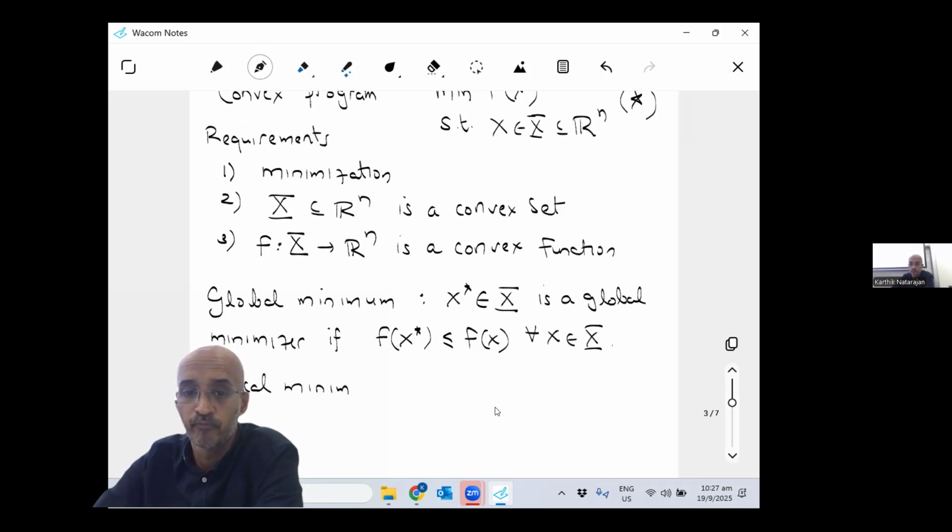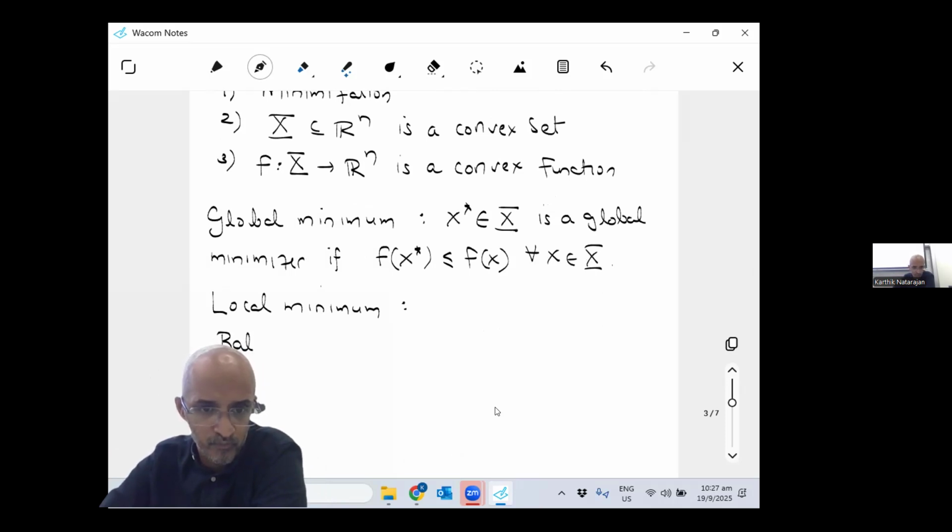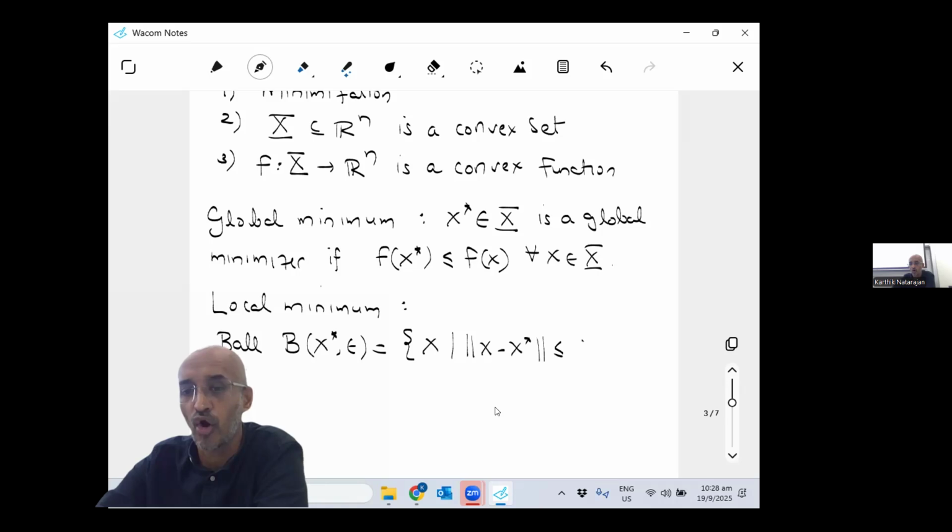To define a local minimum, I need some notion of something being local. So I'm going to first start by defining a ball, so we need to define a neighborhood, something local. Let's define a ball. Let's call this ball a function of x star and epsilon. So what is this? This is a set of all points x that are within an epsilon radius of x star. So this is a ball.